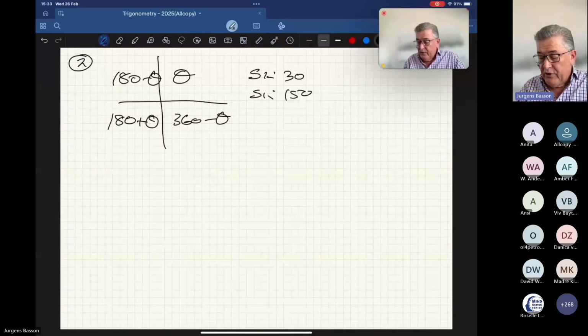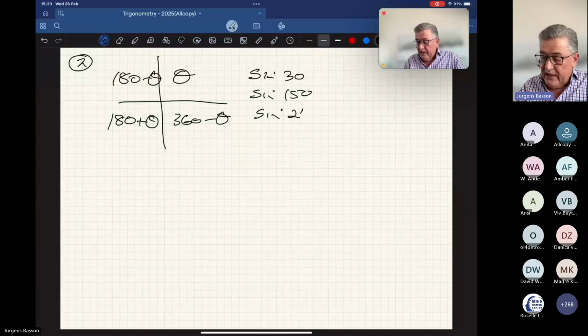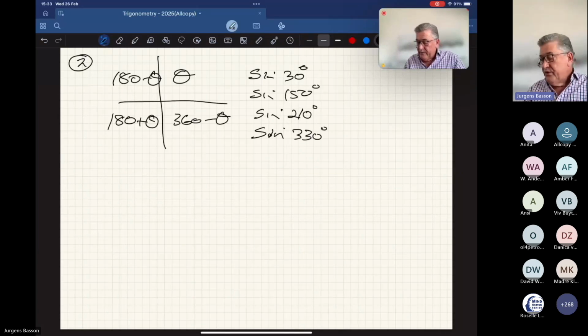You can see where I'm going with it. And then it's the sine of 210. And then the sine of 330. So I took 30 degrees and I took sine. You can use cos as well. Now, the sine of 30, as you all know, is a half.